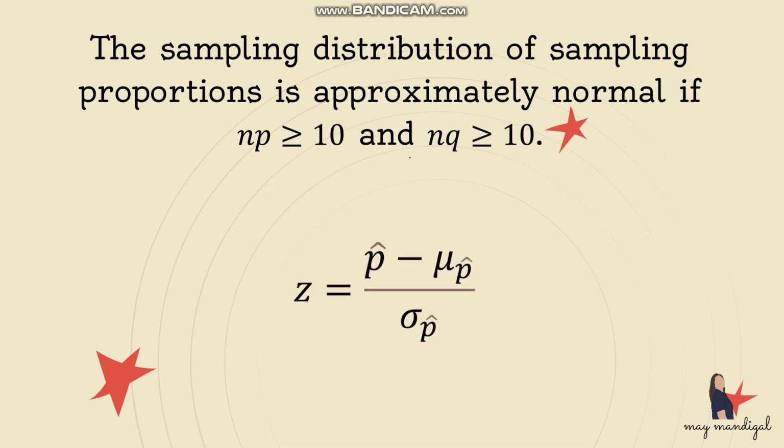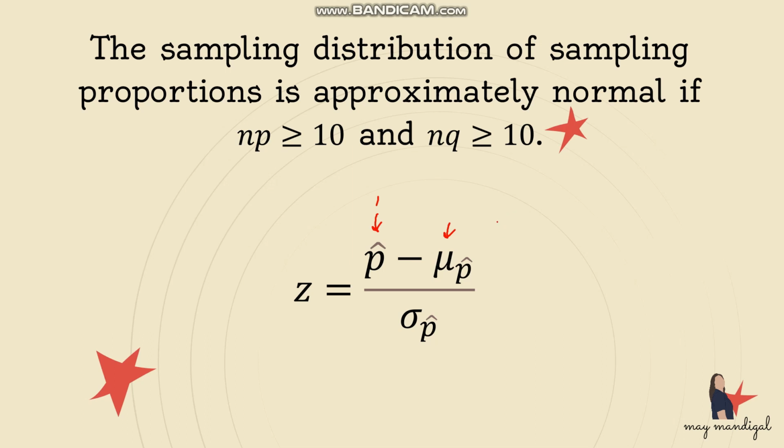So for us to convert a data into its corresponding z-score, knowing that the data that we have are sample proportions, this is the formula that we have to follow. So we have p hat, which is the sample proportion of success, minus the mean of the sampling distribution of sample proportions, all over the standard deviation of the sampling distribution. So this is the formula on how we can convert a particular sample proportion into its corresponding z-score.